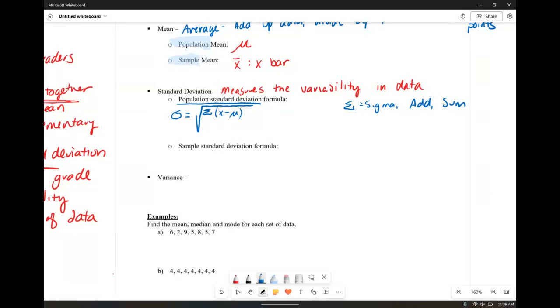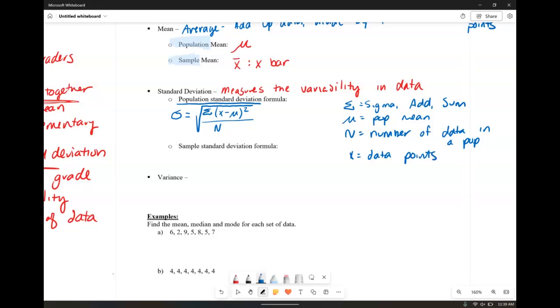We're going to do x minus mu, that is squared, and that's divided by a capital N. Okay, remember, mu is our population mean. N is the number of data points in a population. X, this is our actual data points.